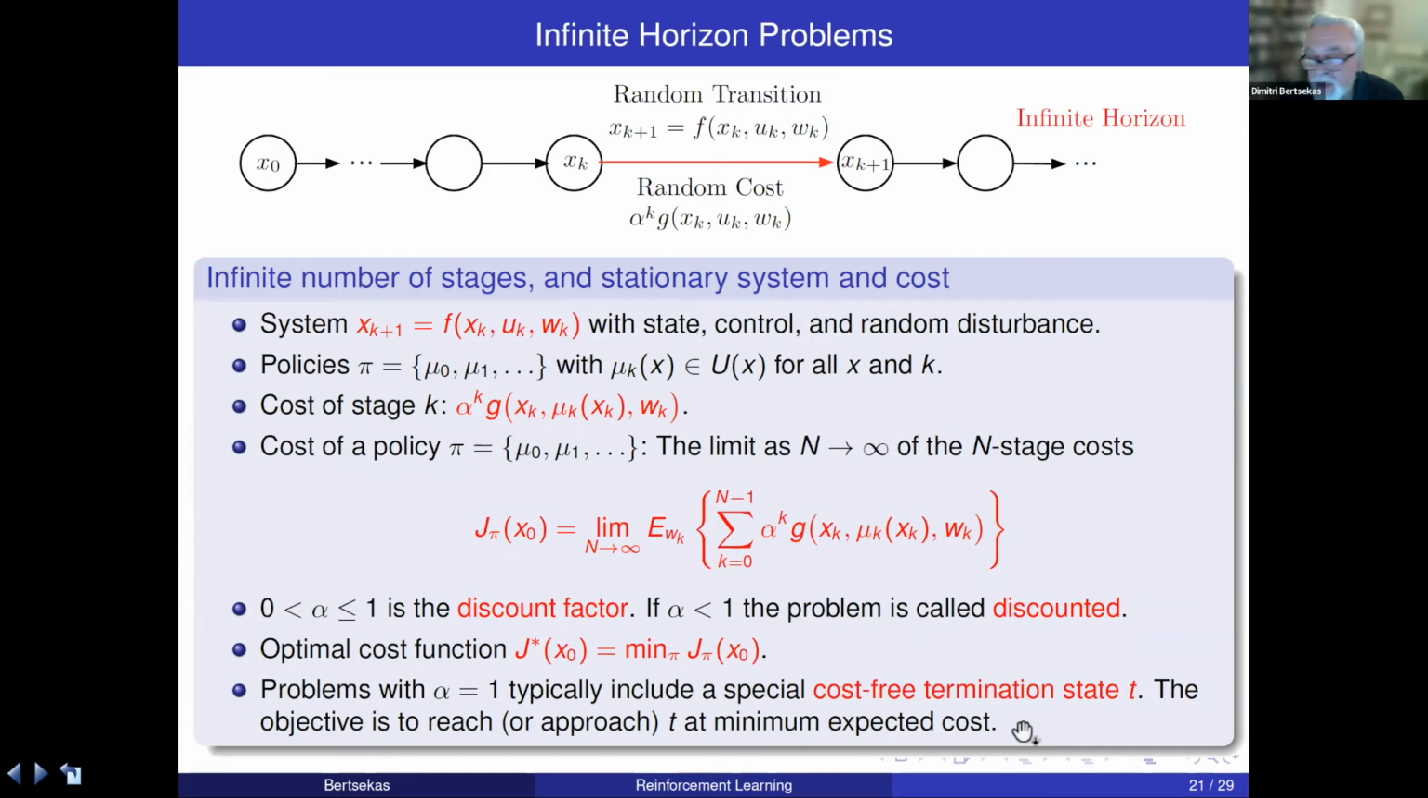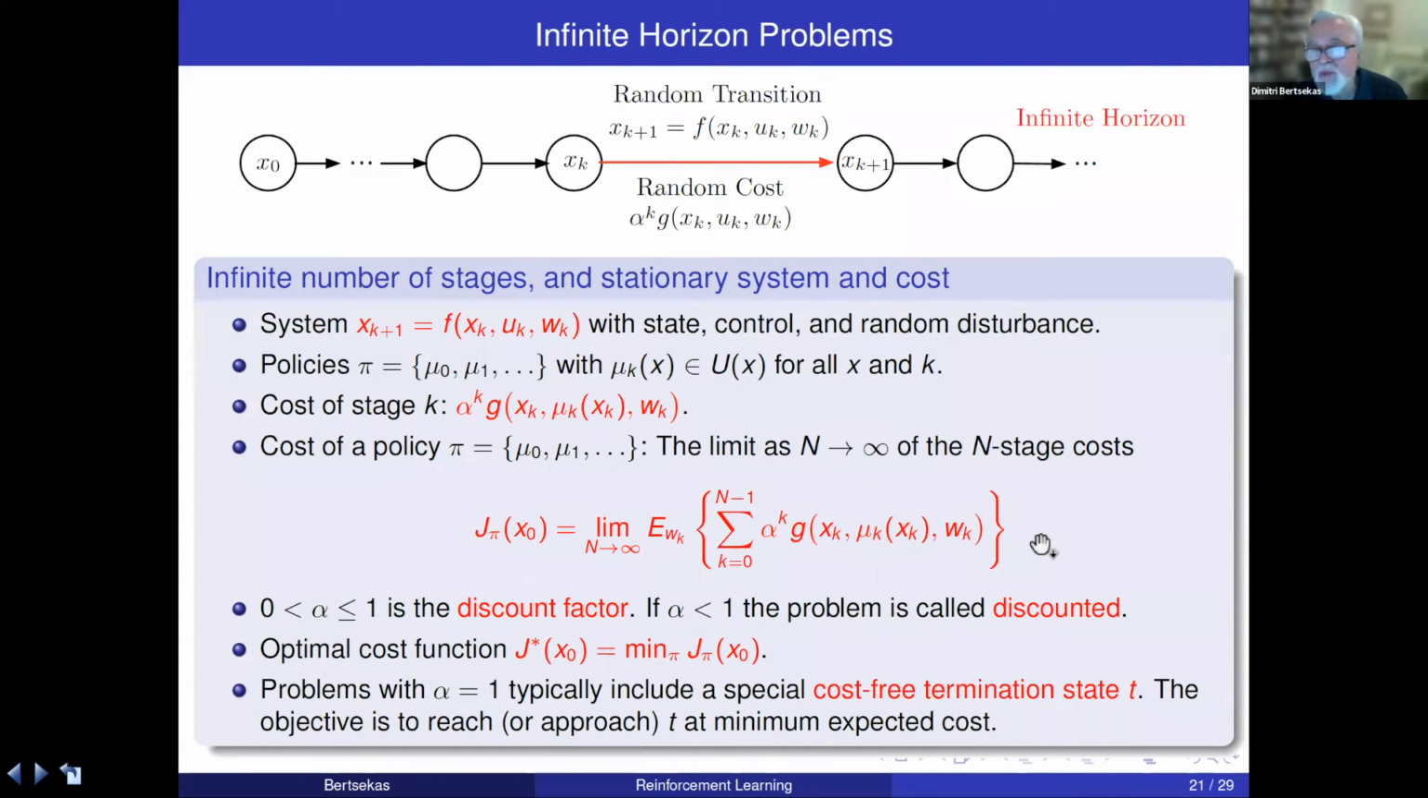Shortest path problems or stochastic versions of shortest path problems are of this type, where there's a goal state that you would like to reach with minimum expected cost. And once you reach it, you pay no more cost. And usually, these shortest path type problems involve alpha equal to 1. So the cost of the policy is the limit of the finite horizon costs.